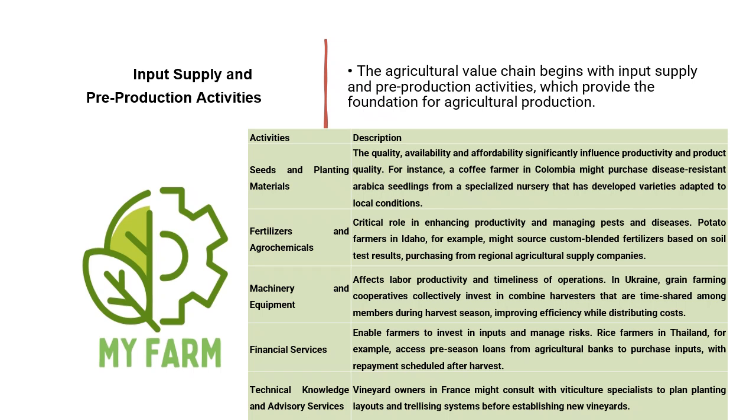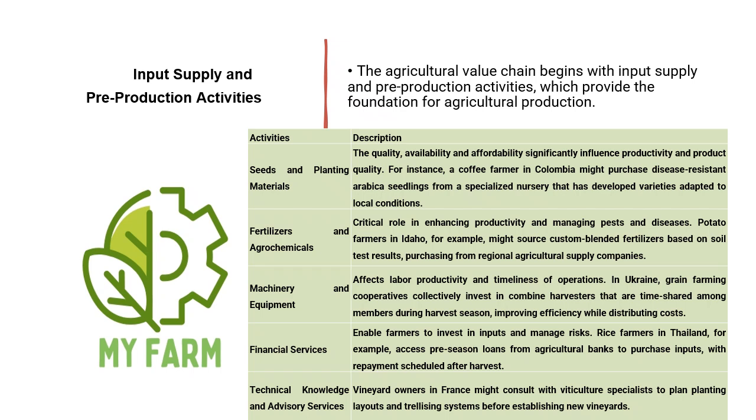For instance, a coffee farmer in Colombia might purchase disease-resistant Arabica seedlings from a specialized nursery that has developed varieties specifically adapted to local conditions. This initial investment in quality inputs pays dividends throughout the production cycle.